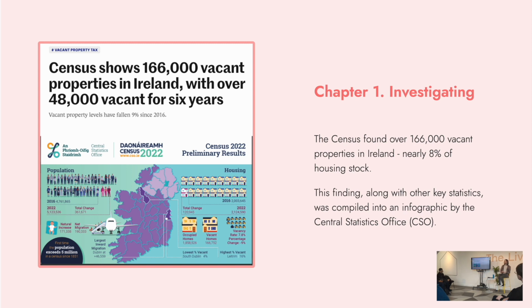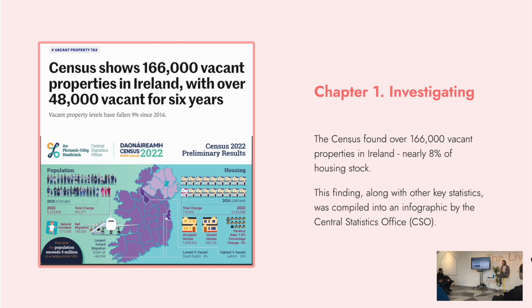So some of the headline figures that were widely reported was that the census found over 166,000 vacant properties. That's about 8% of the total housing stock we have in Ireland, or more than all of County Galway. So it's a lot. That finding, along with a few others, was compiled into infographics by the Central Statistics Office, with information on things like population, which passed 5 million for the first time, housing, and a few more things.